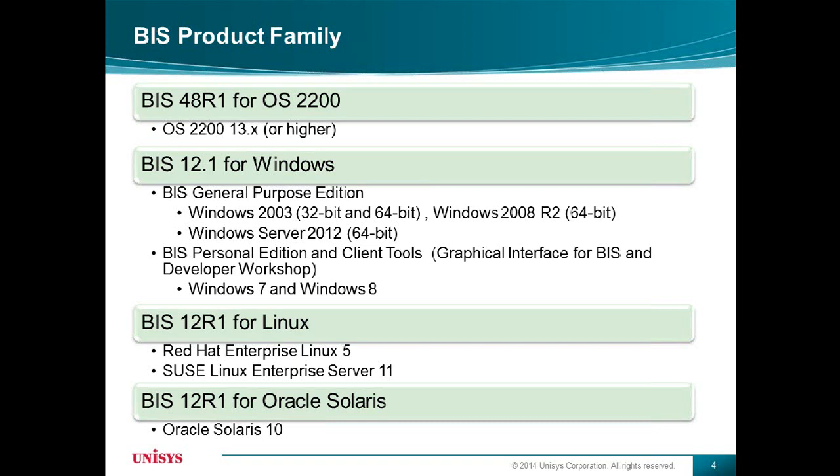And then we have the BIS Personal Edition, which is typically used for development and test environments, and it is typically used for a single user kind of environment. The BIS Personal Edition and the client tools such as the graphical interface for BIS and the developer workshop are supported on Windows 7 and Windows 8. To be very specific, on Windows 7 and 8, we support the Professional and the Enterprise editions.